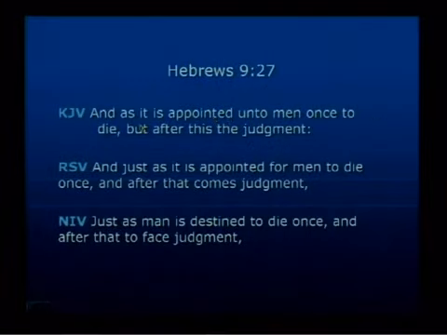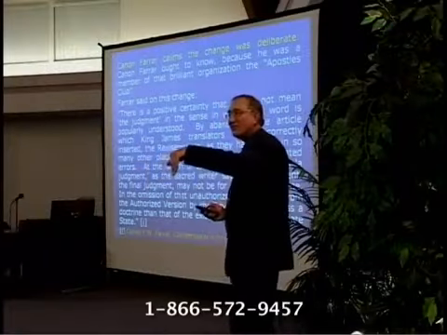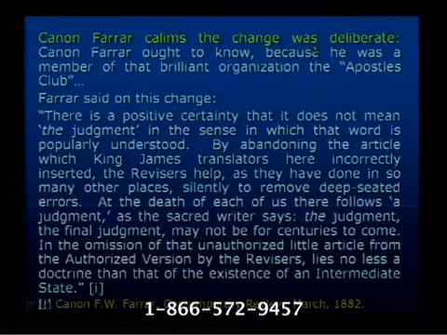Hebrews 9, verse 27. And as it is appointed unto men once to die, but after this the judgment. That's pretty clear. RSV: And just as it is appointed for men to die once, and after this comes judgment. NIV: to die once and after this to face judgment. Now let's ask these people what the change meant. Canon Farrar claims the change was deliberate. And Canon Farrar ought to know because he was a member of the Apostles' Club.